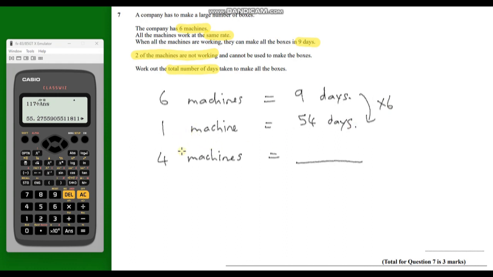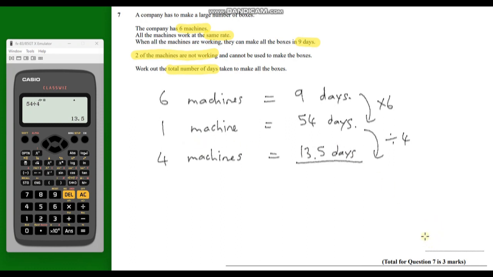So now if you think about 4 machines, it's going to be quicker, and it's going to be 4 times quicker. So now I'm going to divide by 4. For this, I'm going to put it into the calculator because I'm not going to get a nice integer answer. So 54 divided by 4 gives me 13.5. So 13.5 days for 4 machines.